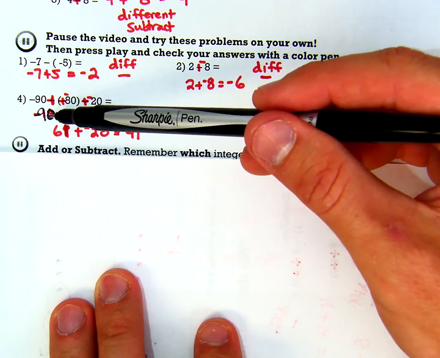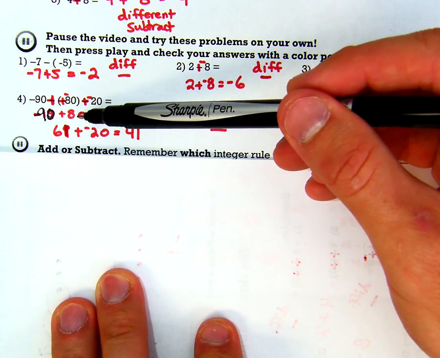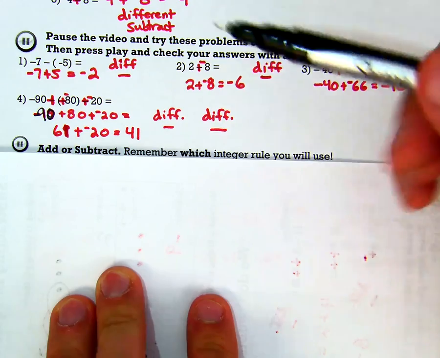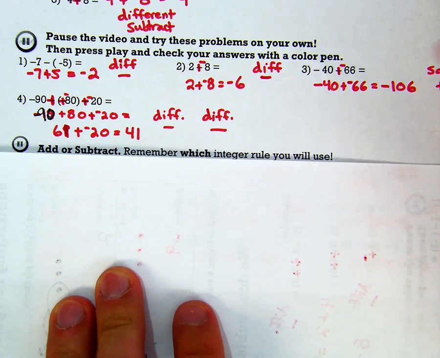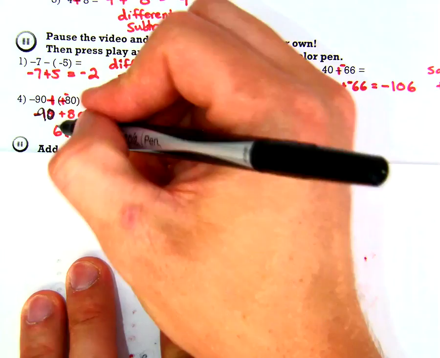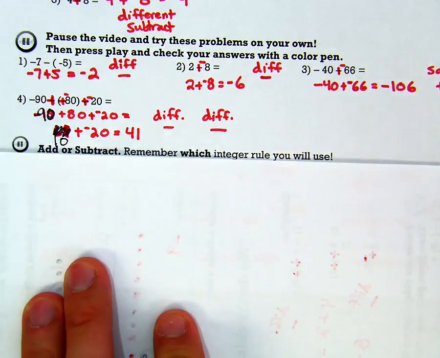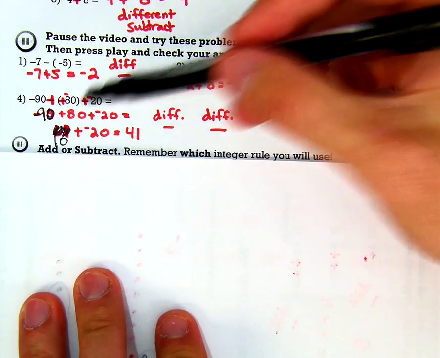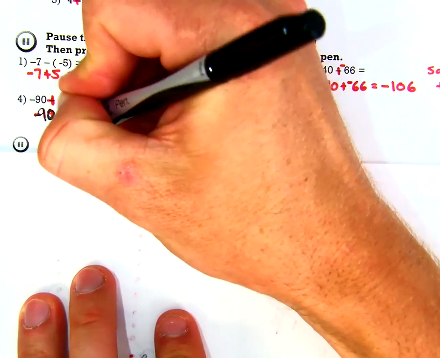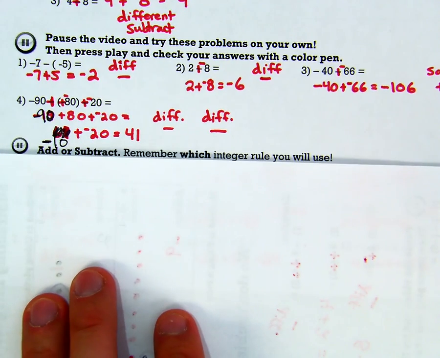First step I do is negative 90 plus 80. They're different, which means I'm going to go ahead and subtract them. So I do 90 minus 80 is 10. The negative 90 has a greater value, so my answer is going to be negative 10.